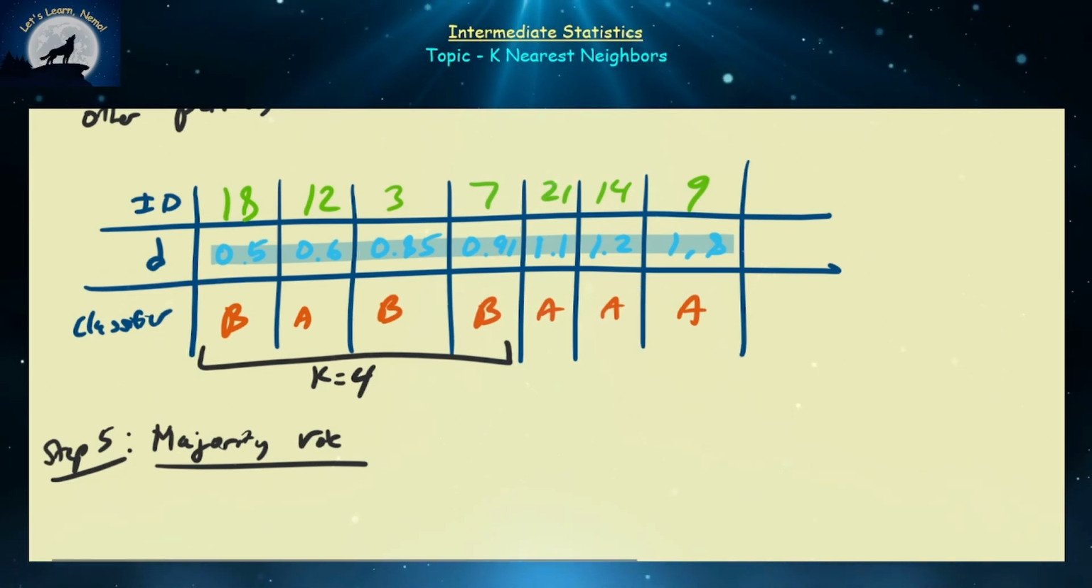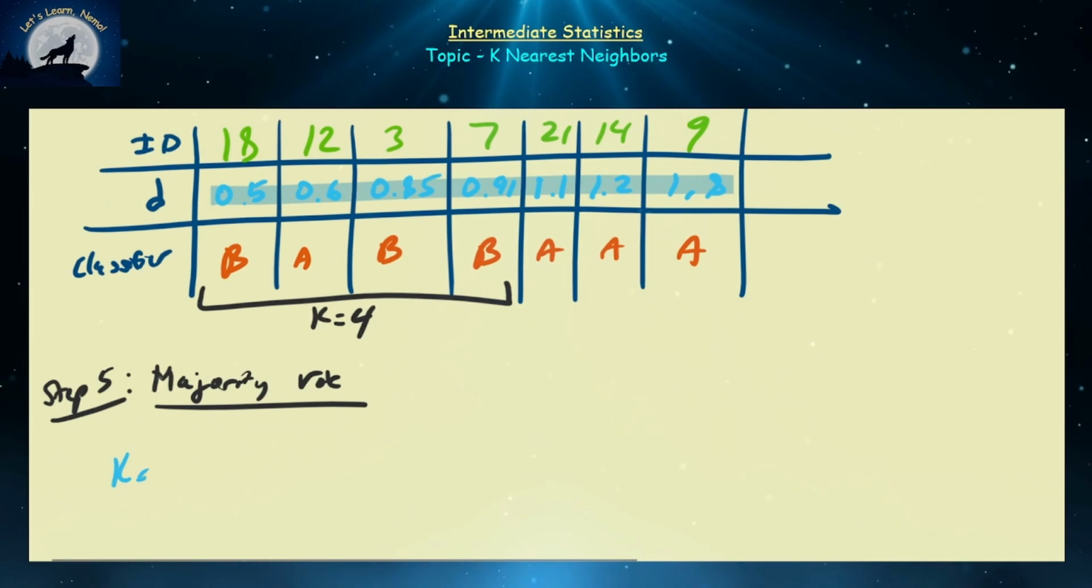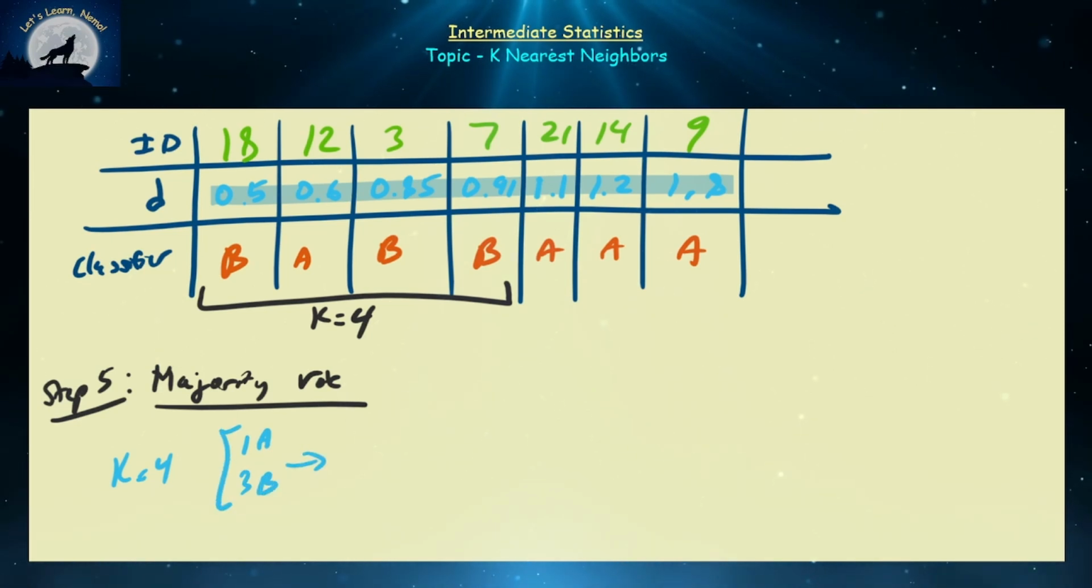So for example, if we choose k is equal to 4, then what do we have here? Well, we obviously have just 1 a and 3 b's, right? So if we choose a majority vote, then we're going to return a classifier of b for our unclassified point. Or you could say the probability that it's equal to b based upon its four nearest neighbors is 3/4, and the probability of it being a is equal to 1/4. That's more of a logistic approach.